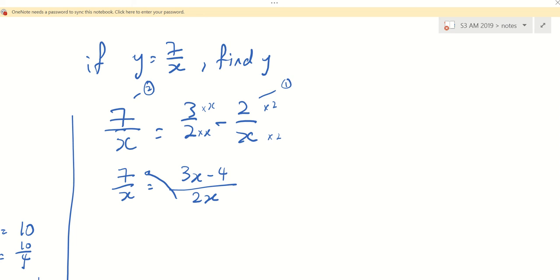Like that. Bring over as in plus both sides. Then you see the denominator is the same. I add the numerator. This is 9 over x equals to 3 over 2. Cross multiply: 18 equals to 3x. x equals to 6.